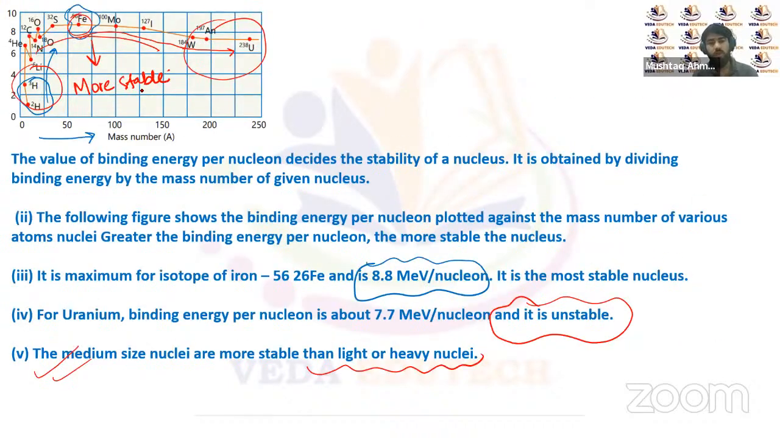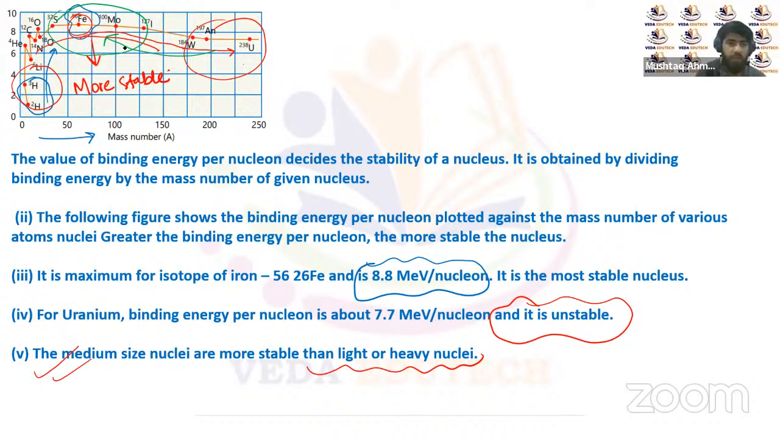Now, let's suppose the uranium nucleus wants to get stable. What uranium will try to do is increase the binding energy per nucleon. We know that the binding energy per nucleon is more in this region. So uranium will try to separate itself to get more binding energy per nucleon. It means that uranium will undergo fission.